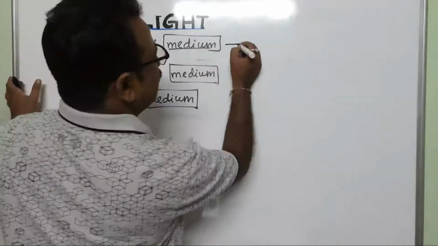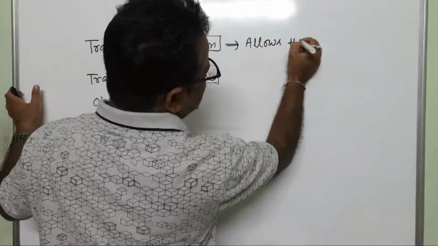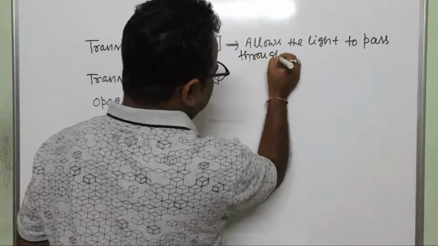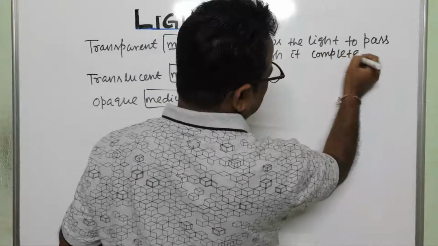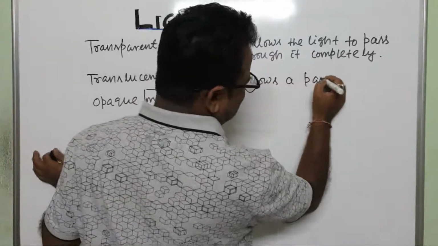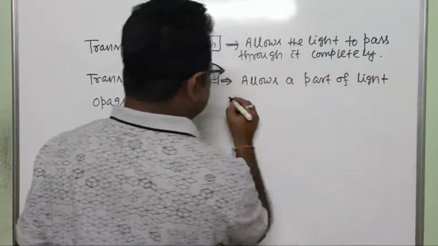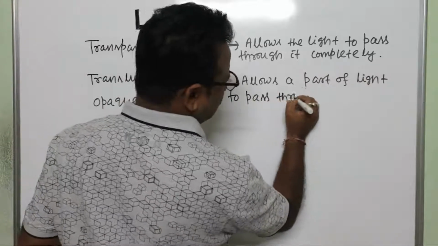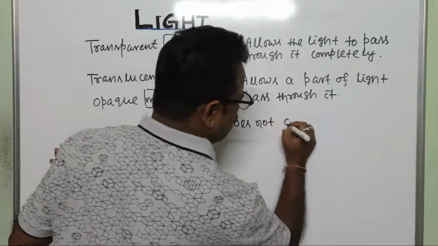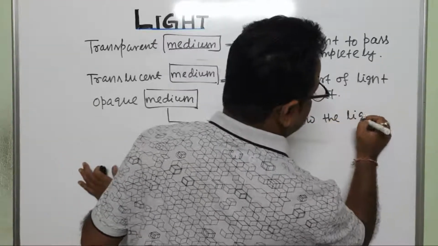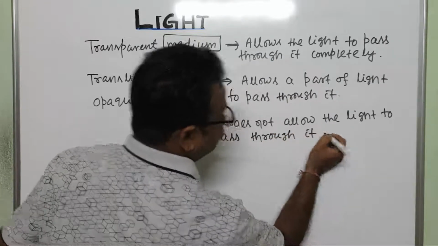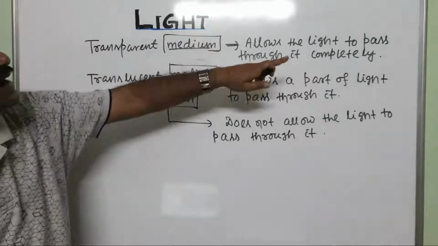So transparent allows the light to pass through it completely. Then translucent allows a part of light to pass through it. I'll tell the example. Then opaque does not allow the light to pass through it. So transparent allows the light to pass through it completely.